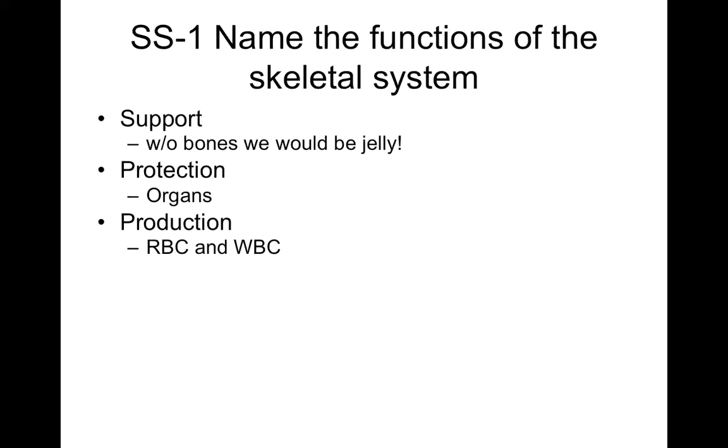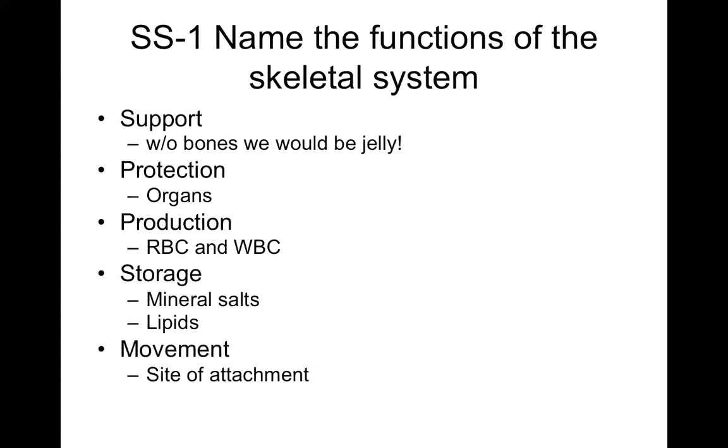Production in the bones, we have red marrow that produces red blood cells, white blood cells, platelets. Storage, we store mineral salts within the bone. And in long bones, in the middle of them, we store lipids in the yellow marrow. And then movement. Our bones are places where muscles attach to allow us to move.